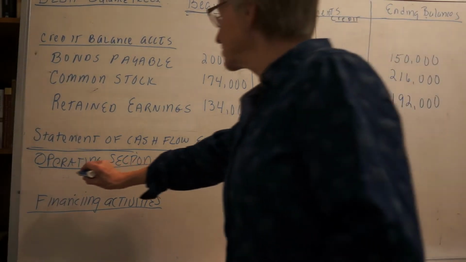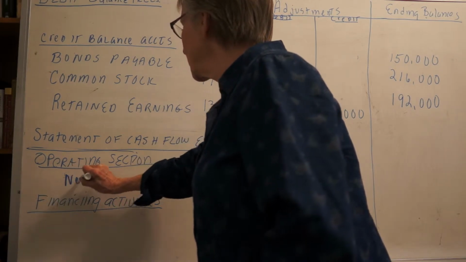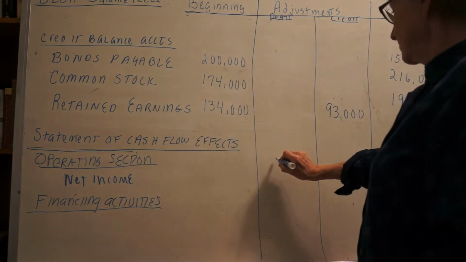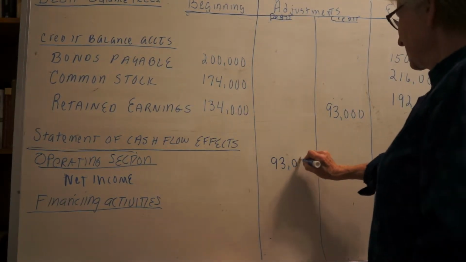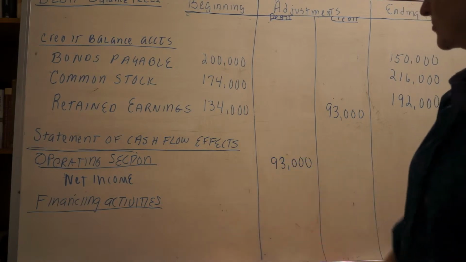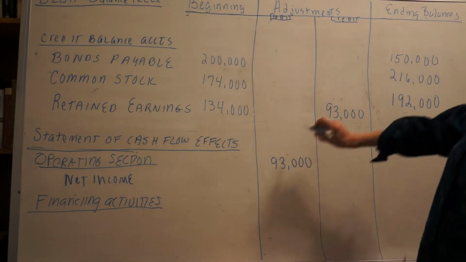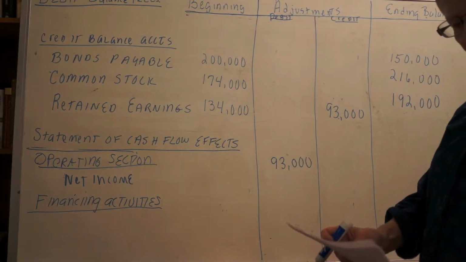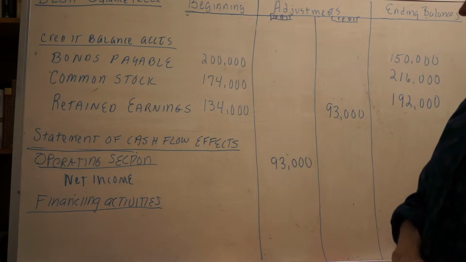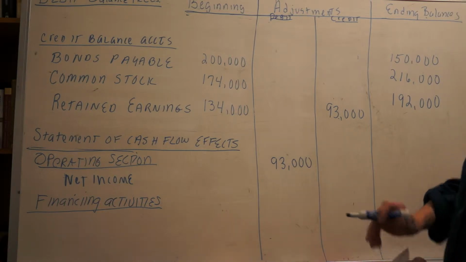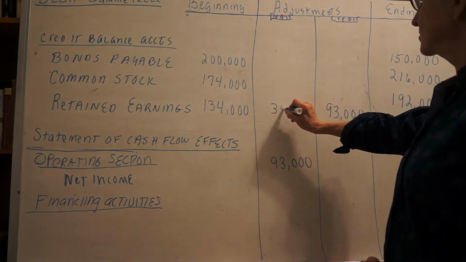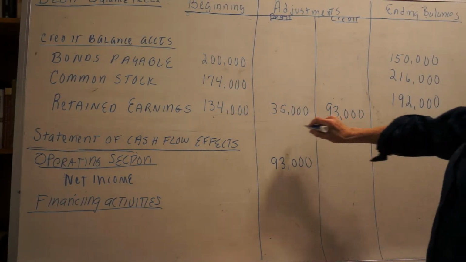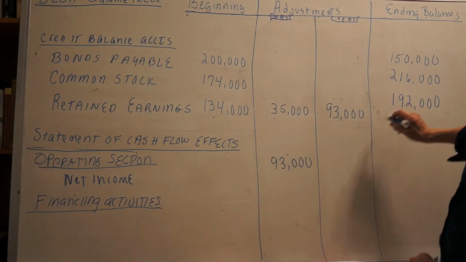We know in the operating section, we left the first spot for net income. And that is where it goes. So the first item in our operating section will always be the net income, and then the other side of it increases the retained earnings. Cash dividends of $35,000 were declared and paid, and this is the additional information. We know that that decreases retained earnings. So now when we go 134 plus the 93 minus the 35, we should end up here.